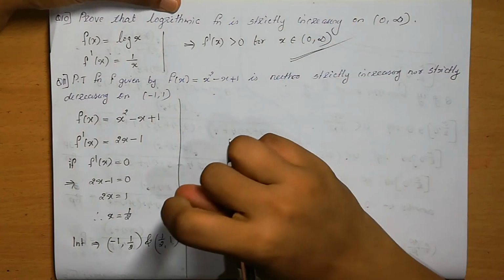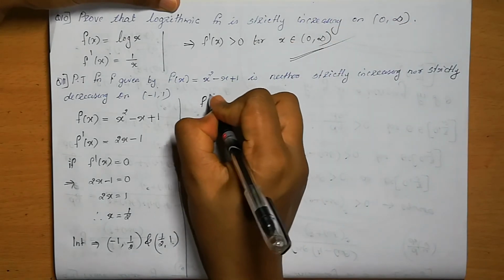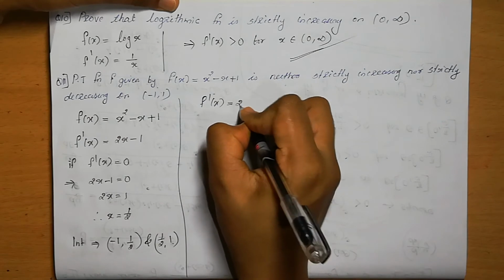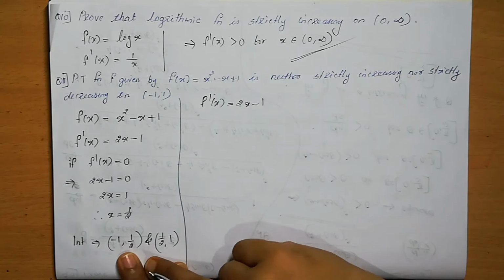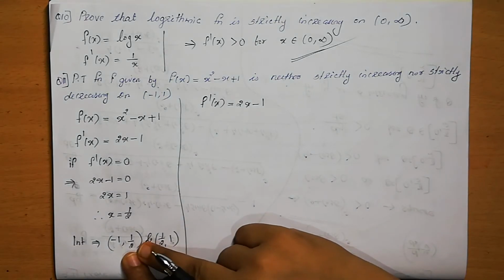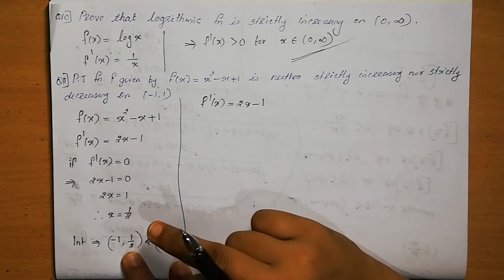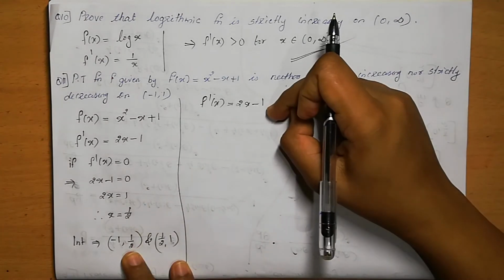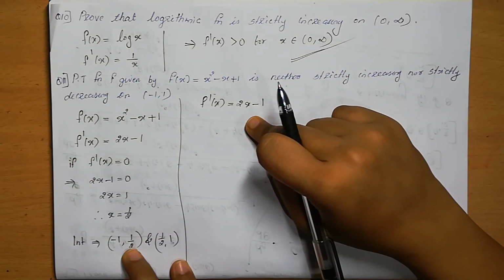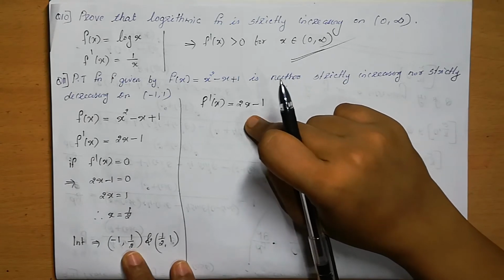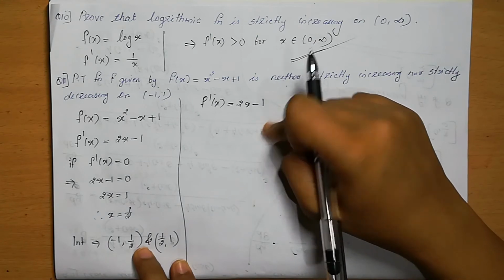Next we need to check the values. These two intervals we need to check. What is the value of f dash x we got? f dash x is 2x minus 1. Take minus 1 to 1 by 2. 1 by 2 means 0.5, right? So in minus 1 to 0.5 we will get negative values and some positive values also, right? So 2x minus 1, with minus 0.9, we will get a negative value. Then here we are taking 0.4, so we will get a negative value here also.